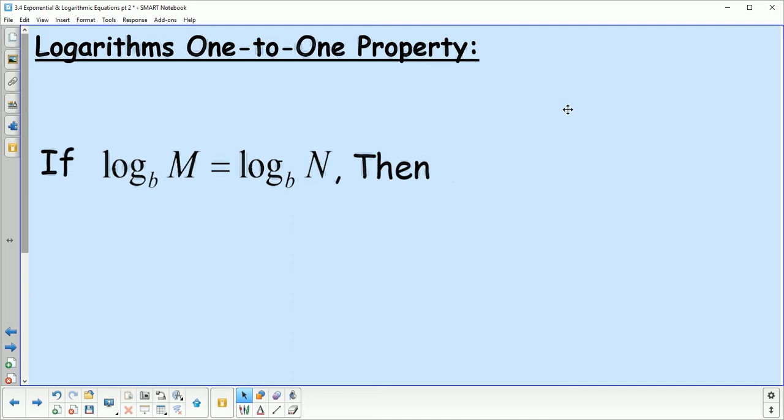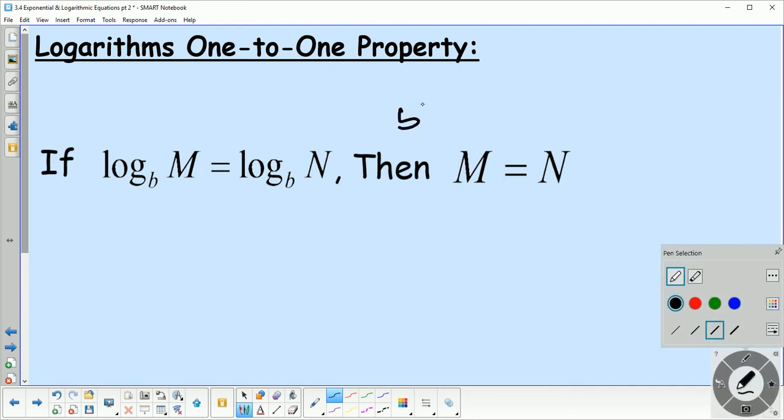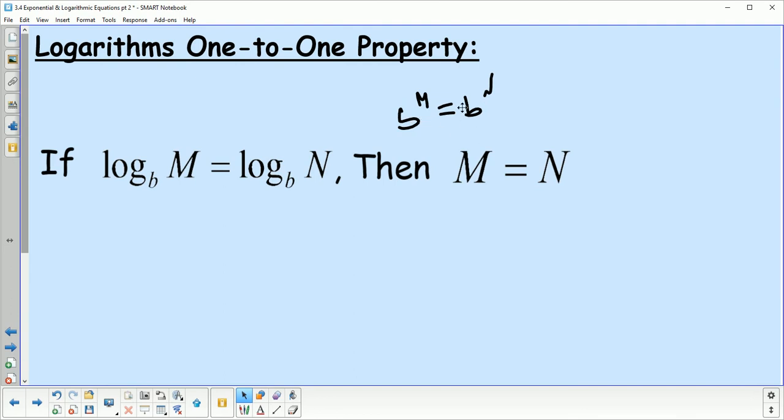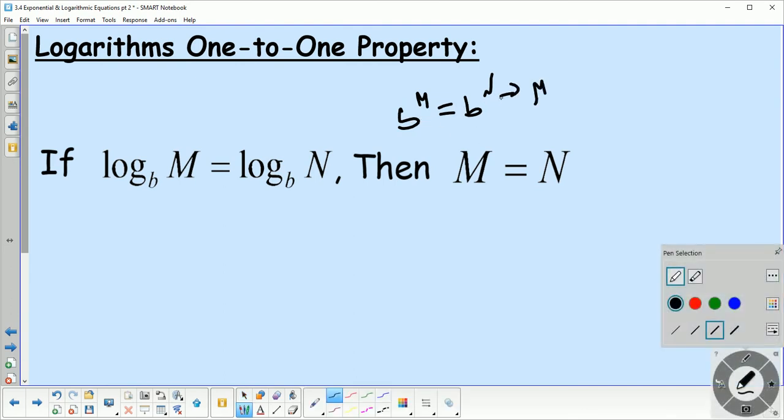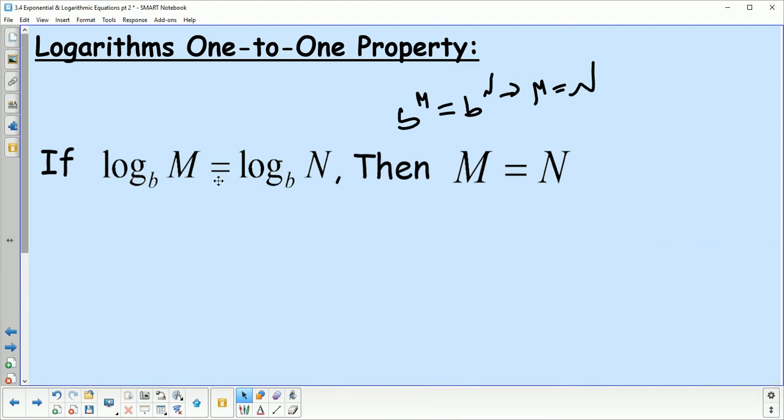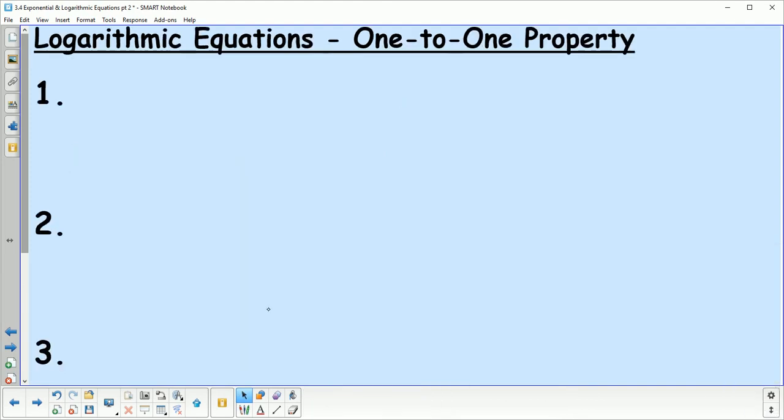Then the one-to-one property is a lot like our exponential one-to-one property, even if we didn't call it that, as long as the bases are the same. So if log base b of m equals log base b of n, again, important that our bases are the same, then we can just say that m equals n. So it's a lot like when we had our exponential property that said as long as our bases were the same, we can just drop our bases and say m equals n. Same idea. As long as our log bases are the same, we just drop them, and whatever we're taking the log of is what we solve.